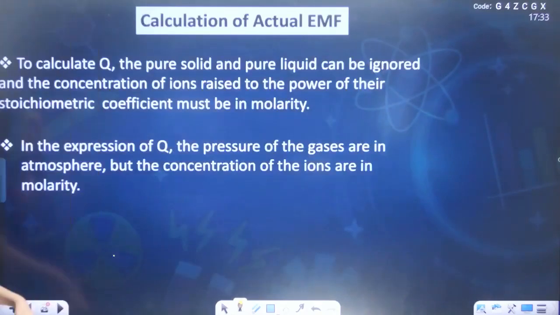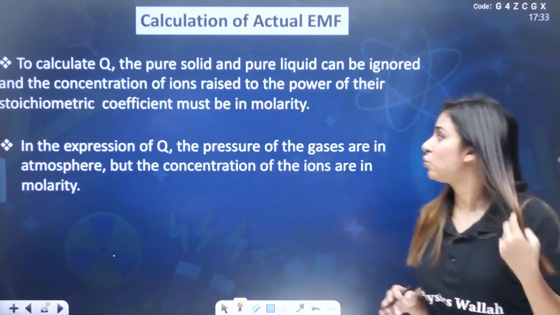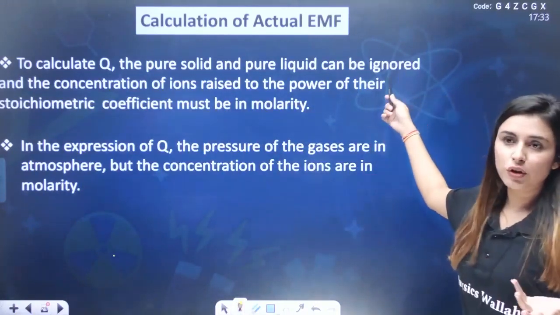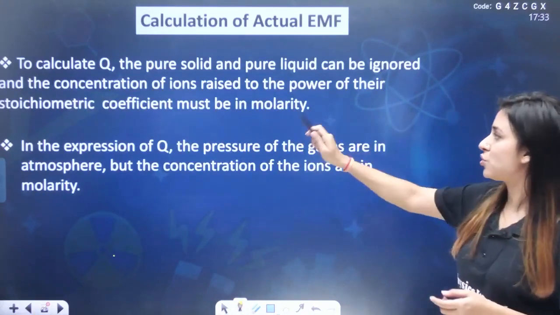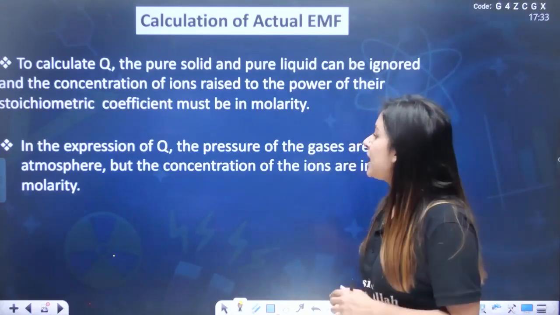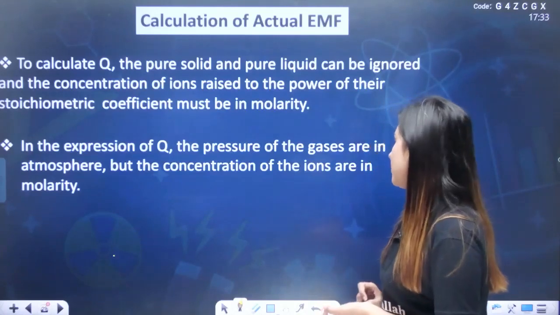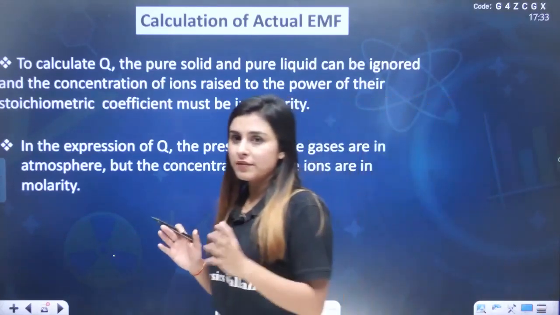Now, see, whatever I told you, all of the things are written here. You can just go through them. To calculate Q, the pure solid and pure liquid can be ignored. You know that for reaction quotient, you can ignore them. And the concentration of ions raised to the power of the stoichiometric coefficients must be in molarity. The concentration should be in molarity. In the expression of Q, the pressure of the gases is in atmosphere, but the concentration of the ions is in molarity. Okay? Yes. I hope you're clear with this.